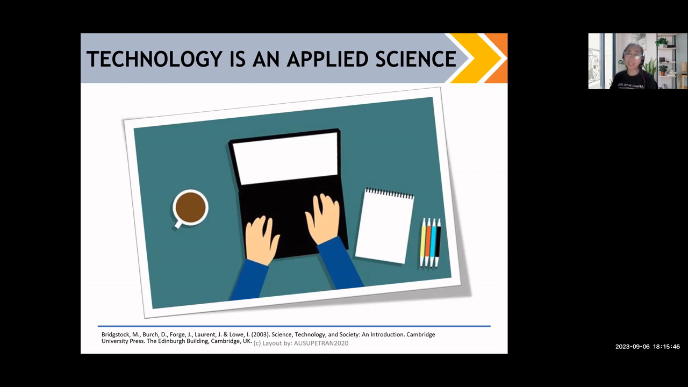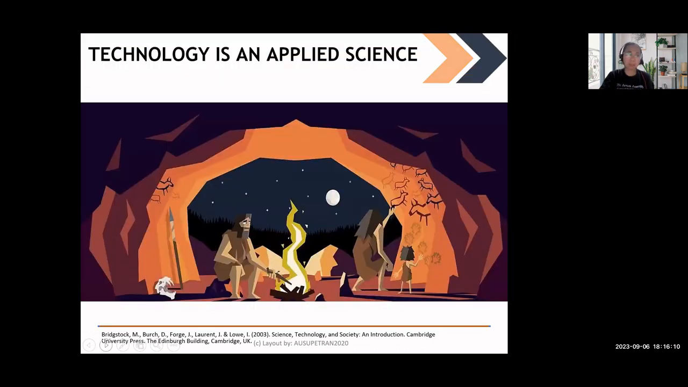Okay, so just like in today's society, we now consider, for example, products like the cell phone or the laptop or the computer or even television. We consider these as technology because we use certain knowledge of science to be able to come up with those products. Okay, so even in the olden times, just like in the Stone Age, we also have technology.